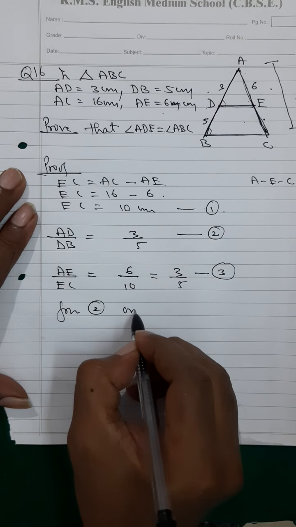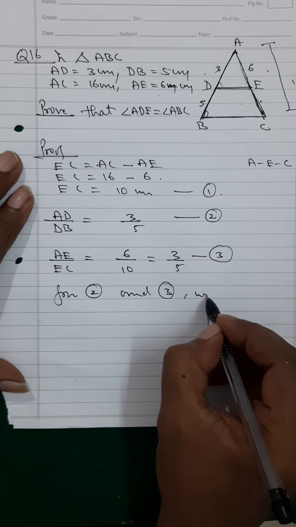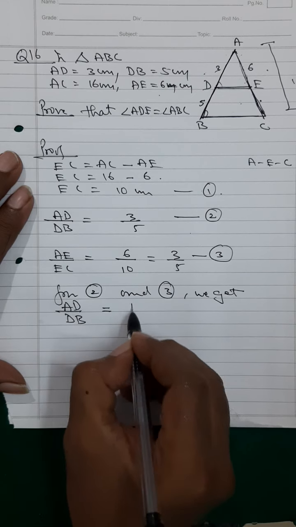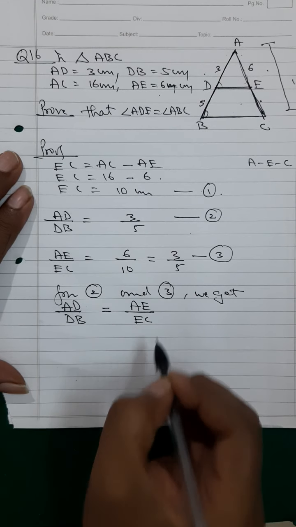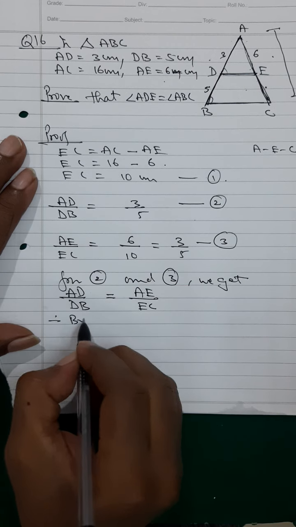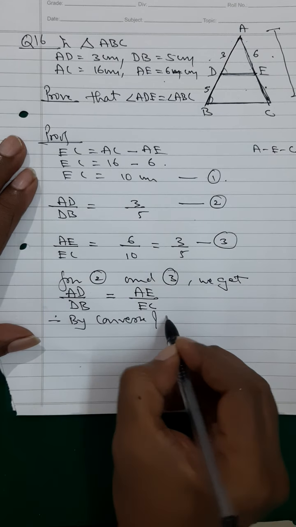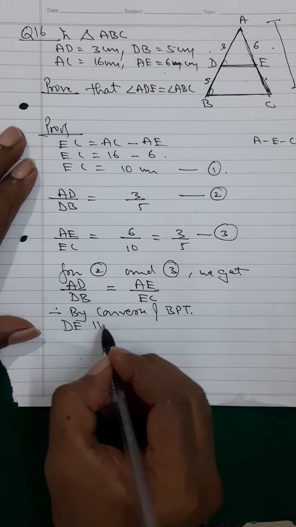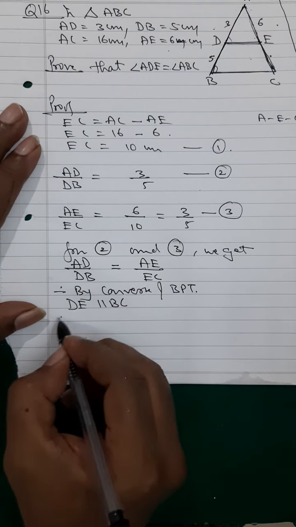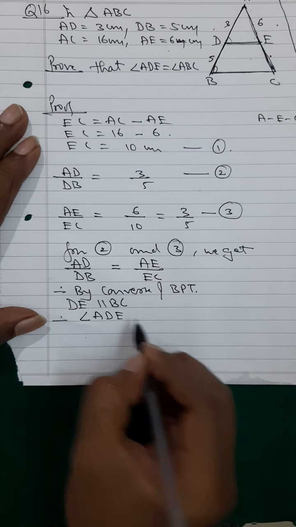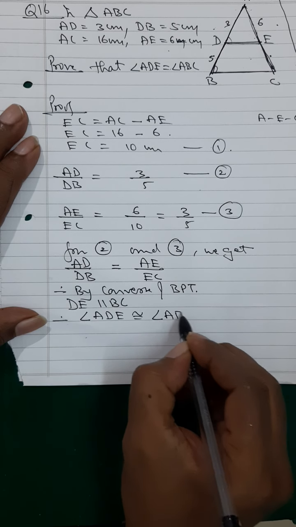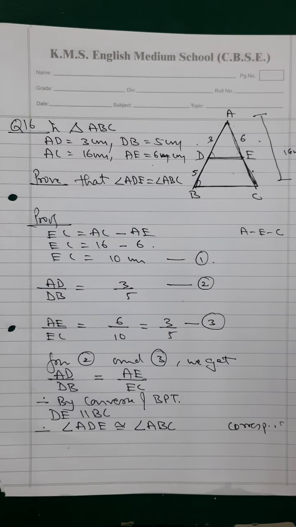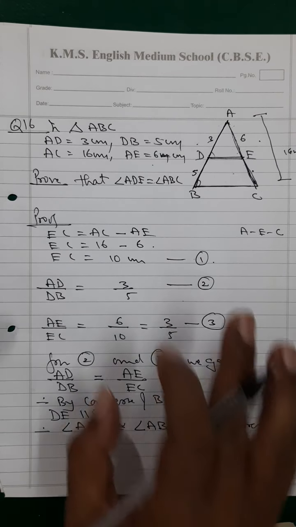From 2 and 3, we get AD upon DB is equal to AE upon EC. Therefore, by converse of BPT, DE is parallel to BC. Therefore, angle ADE is congruent to angle ABC, corresponding angles. See my dear students, this you can do by this method also.